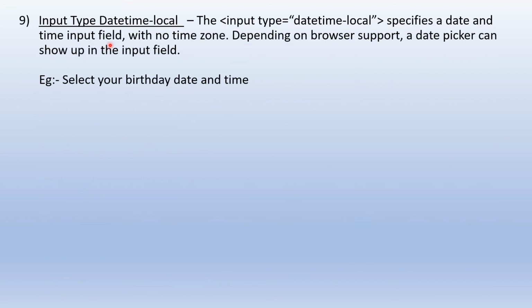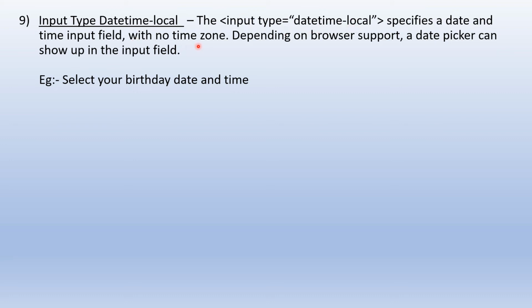Next type of form element is input type datetime-local. This specifies a date and time input field with no time zone. This means that if you want to enter or select a date and time, then you are going to use which type? Datetime-local, with no time zone.